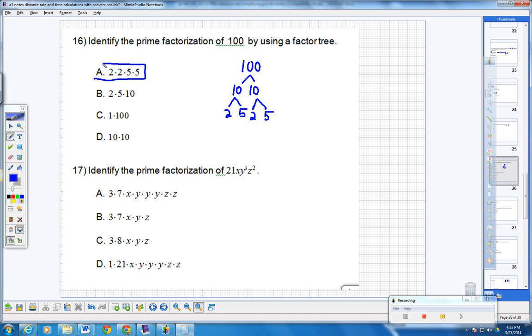This one right here, Mr. Claxton. This one is not, because the 10 is not broken down. The 100 is not broken down there, and the 10 and the 10 are not broken down. You're going to do the similar. You're going to do something similar down here with 21.